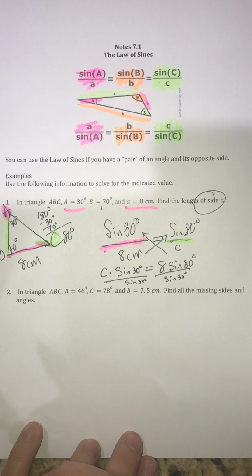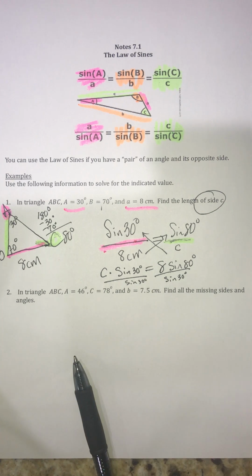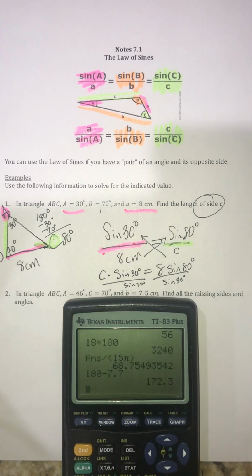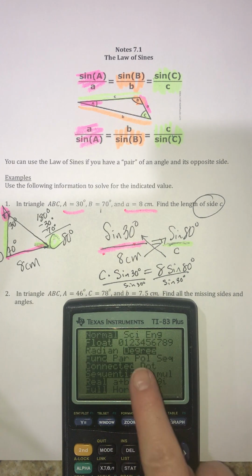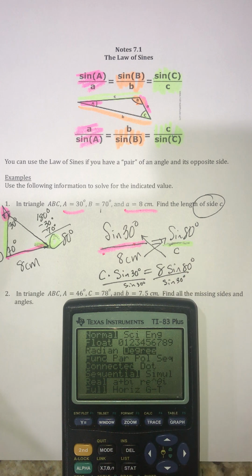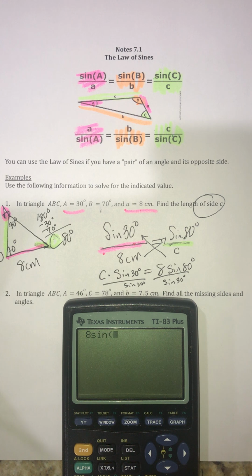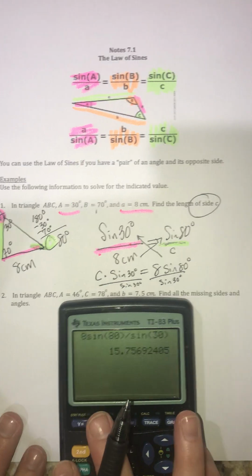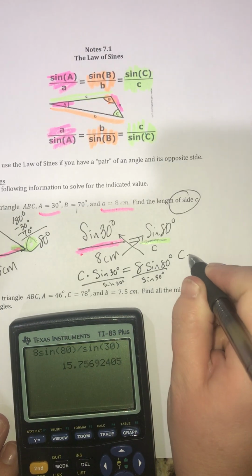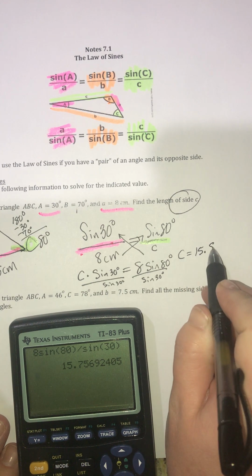At this point, I will be going to the calculator. I will make sure I am in degree mode, since these are in degrees. I will type in 8 times the sine of 80 degrees in the parentheses, then divide it by the sine of 30 degrees. Be careful on how they ask you to round, but I will simply round this to c is about 15.8 centimeters.